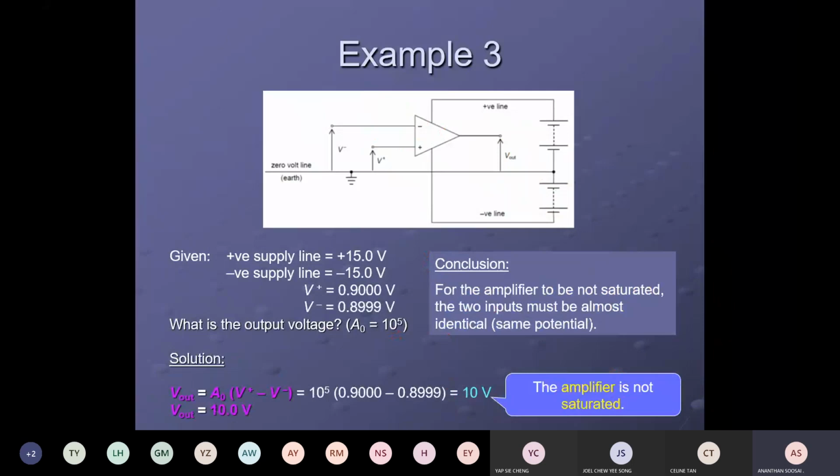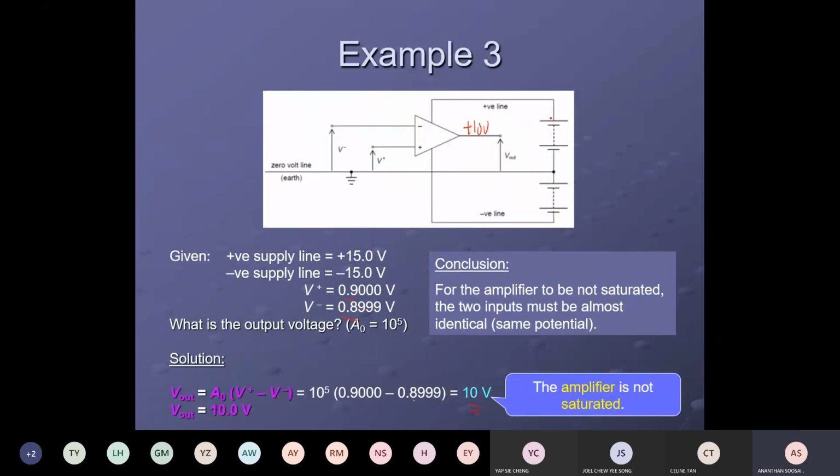Okay, now go to the next one. You see the next one. V plus is 0.9, V negative is 0.899. So we put these two inside the formula, 0.9, 0.899. In this case, positive was greater than negative, so the output was found to be positive 10 volt. The op-amp said deliver positive 10 volt.